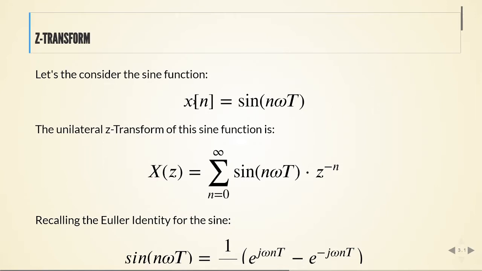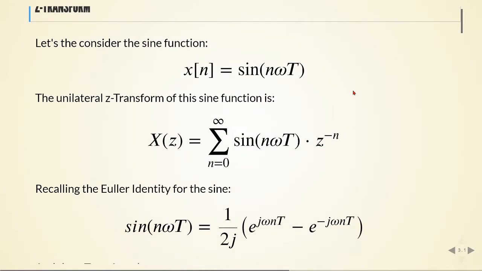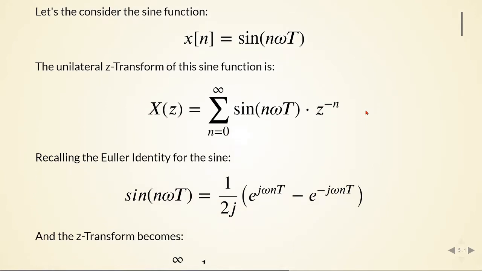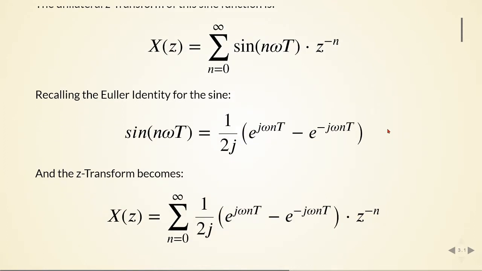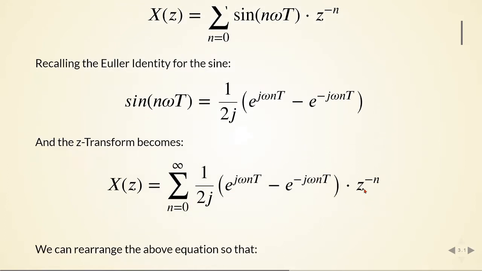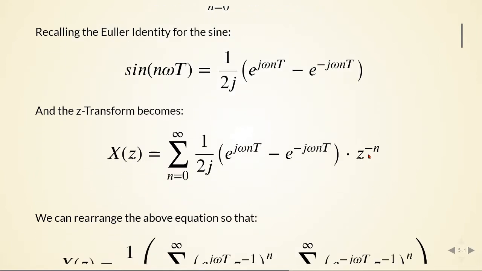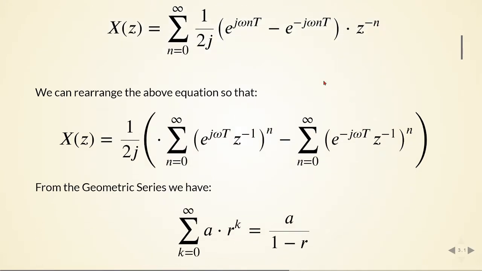So if we consider the sine function, we can have the unilateral z transform for this sine function given by this definition here, the sum with n going from 0 to infinity, of z to the power of minus n. Again, if we recall the Euler identity for the sine, we can express the sine as these two exponentials. Then we apply this, replacing the sine by this, which makes it easier for us to calculate, and we have this z transform, and then we can rearrange so that we have these parts here.